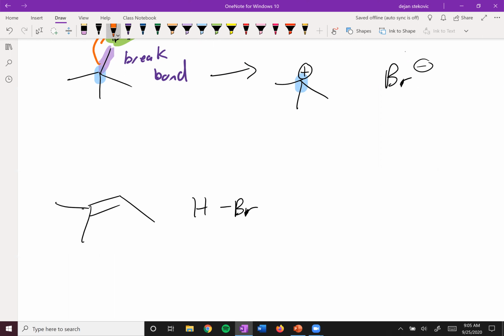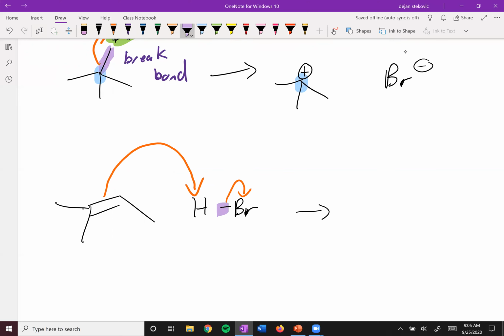Here we're going to have this pi bond. So our electrons are coming from this bond instead of an atom. That's a little bit different, or instead of a lone pair. And then the electrons in this HBr bond are going to go onto this bromide. And then we can think about what the products are going to be.